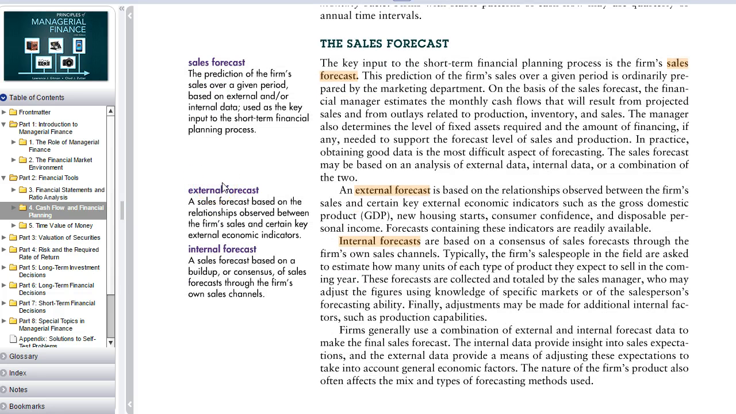So the external forecast is really the relationship between the company and external indicators such as the industry and the economy, and the internal factors would be more the firm's own sales channel and sales force and what they're showing and predicting. So sales forecasting is complicated in the real world.